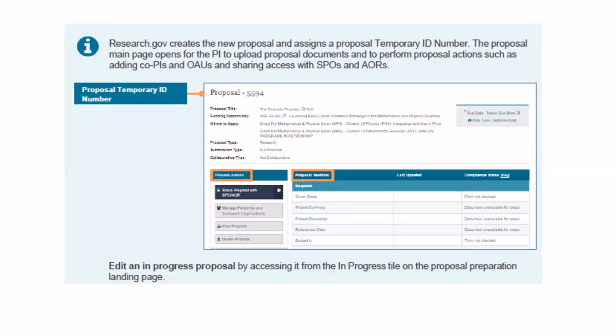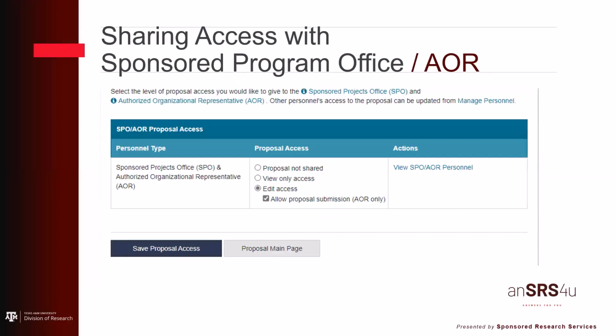This highlighted piece under the proposal actions tab on the left-hand side of the page, it is a little blurry, but you can see it says share proposal with SPO/AOR. That is going to be a crucial action that you take, and hopefully the first action you take as soon as this is created. So what this next page is, we clicked into that option. This is sharing access with basically SRS. You'll see that you're just given a quick glance at a screen here with different options. And this is, who am I going to share access to my proposal with?